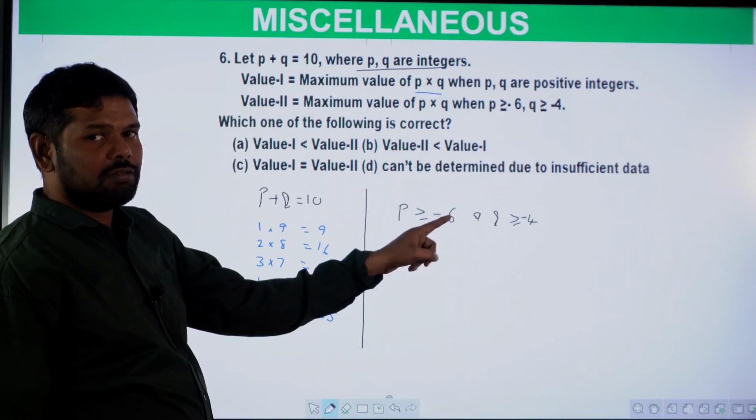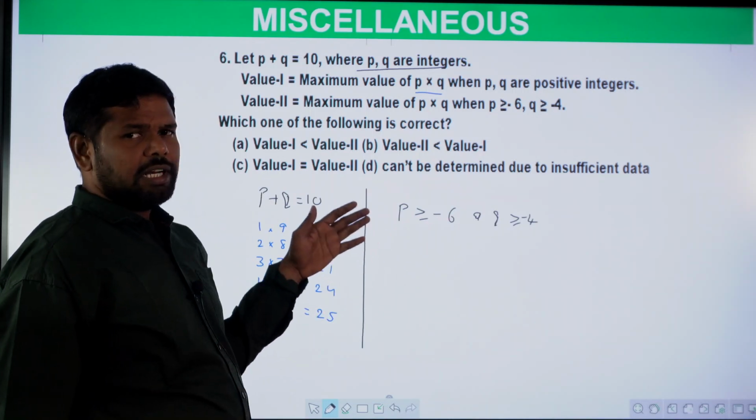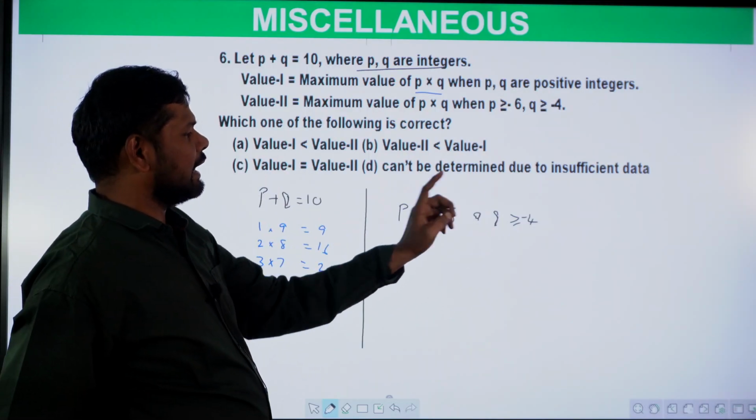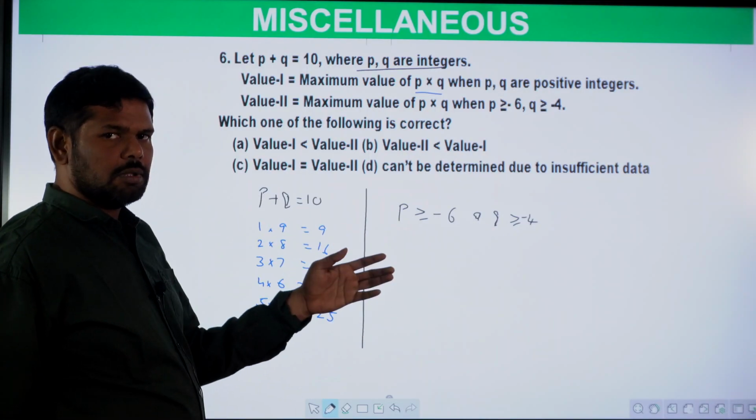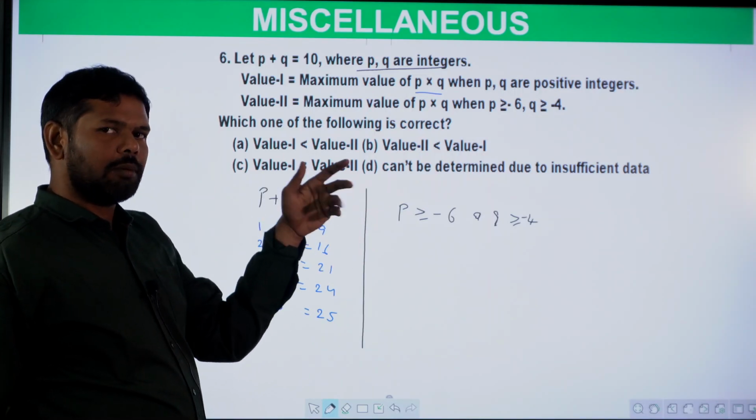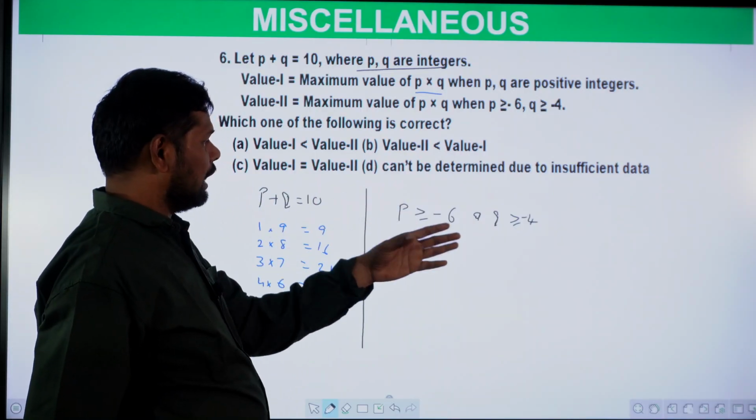P greater than or equal to minus 6 means minus 6, minus 5, minus 4, minus 3, whatever, all values are possible. And Q greater than or equal to minus 4 means the same: minus 3, minus 2, minus 1, 0, 1, 2, 3, all are possible, no doubt. Even 10 also, 9 also, all are possible, Q values and P values.